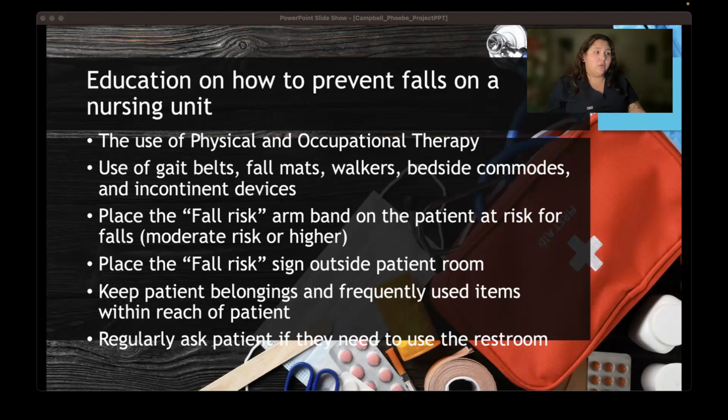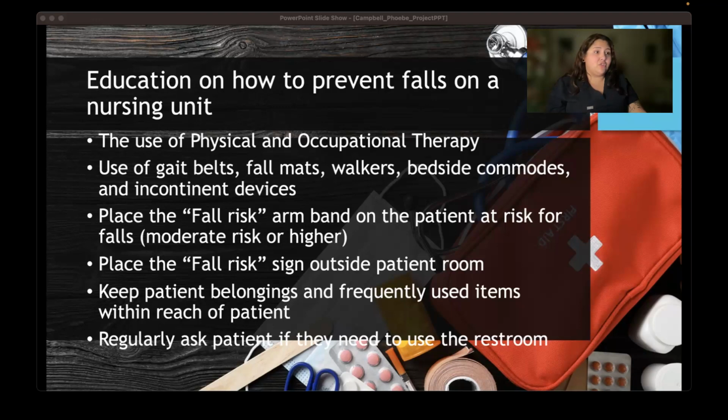Using fall mats on one or more sides of the bed, add grips to the floor, and it can reduce the risk for injury if someone does fall to land on the floor itself. Keep frequently used items within reach: the call bell, the phone, the charger. Use non-slip socks. Use the bed chair alarm always. Place a fall risk bracelet on the patient and outside the room to make sure that all staff knows entering the room they're a high fall risk.